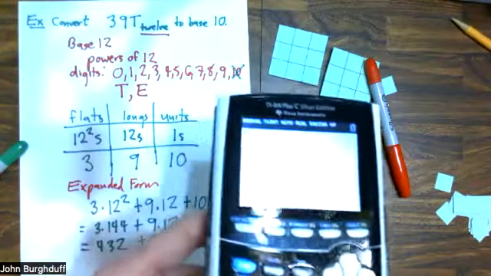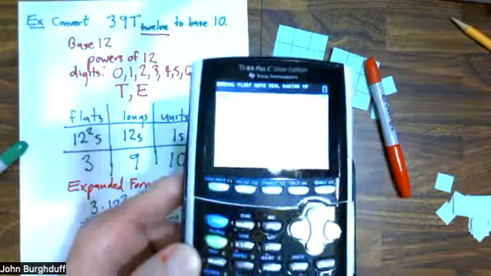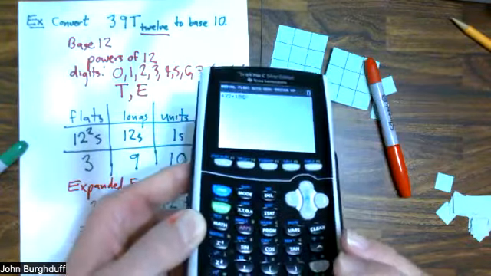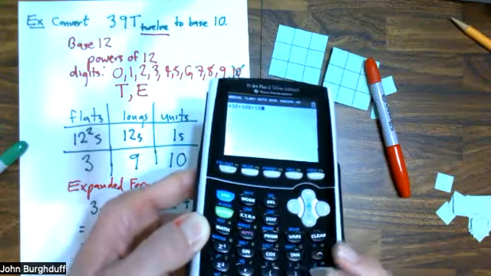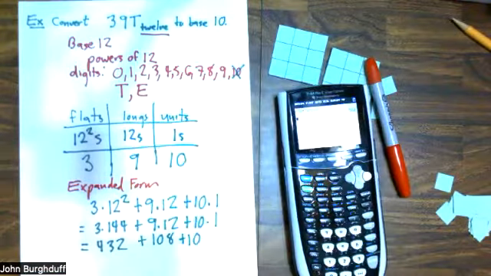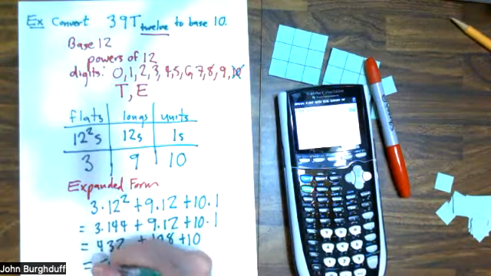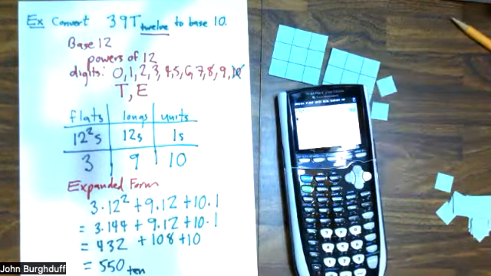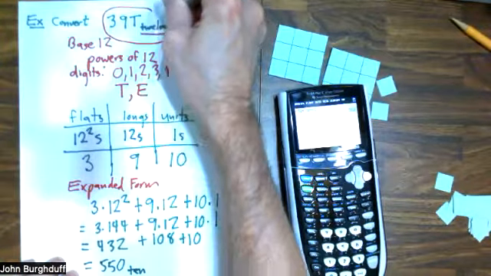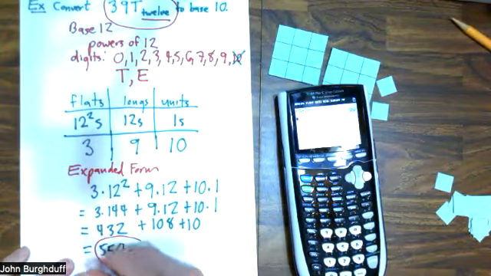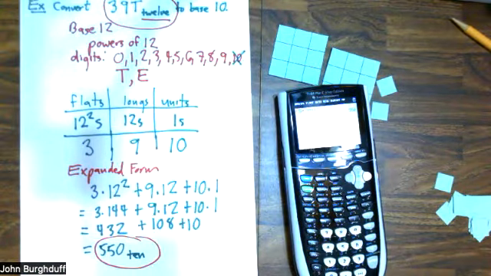432 plus 108 plus 10, and the answer is 550. That would be your base 10 equivalent. So 39T, in base 12, is the same as 550 in base 10. And you do the same thing no matter what the base is.